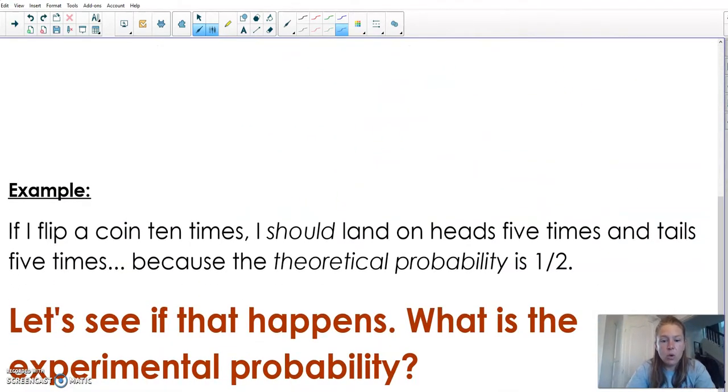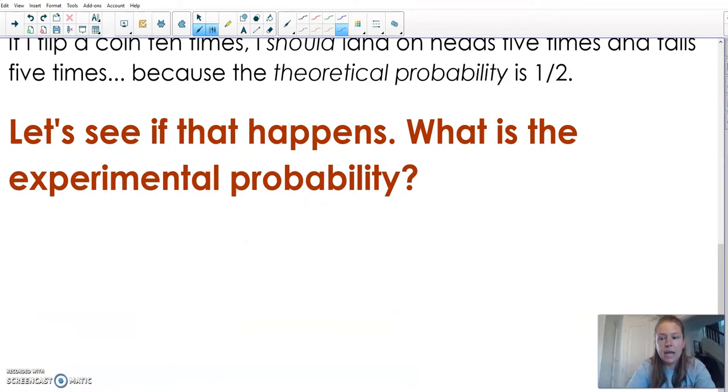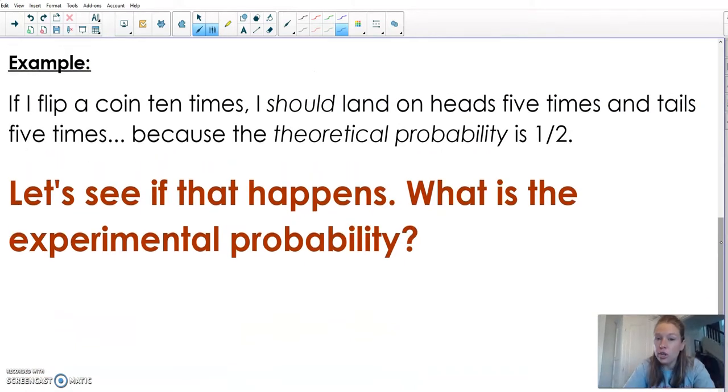Now, they're very different, and I'm going to give you the easiest example. If I flip a coin 10 times, I should land on heads 5 times, and I should land on tails 5 times, because the theoretical probability is 1/2. You should get heads half the time and tails half the time. So what I'm going to ask you to do is pause the video and get a coin. I want you to flip it 10 times and see, did you get heads 5 times? Did you get tails 5 times? I'm going to do the same.